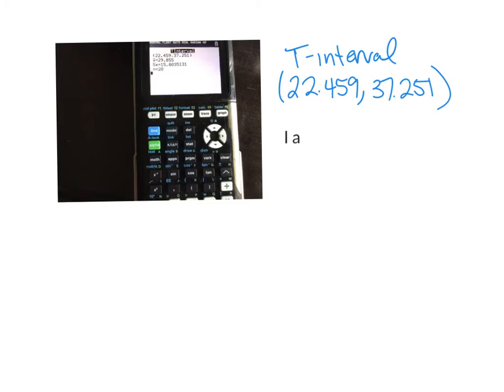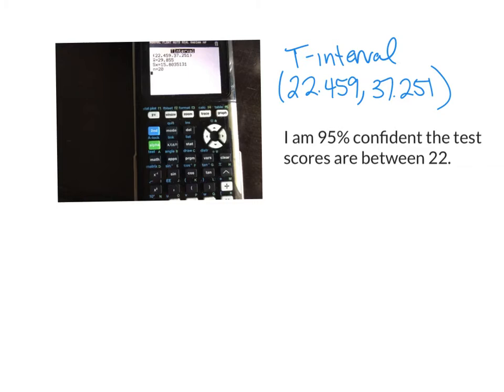And then we can say I am 95% confident the test scores are between 22.46 and 37.25% higher than the quiz scores.